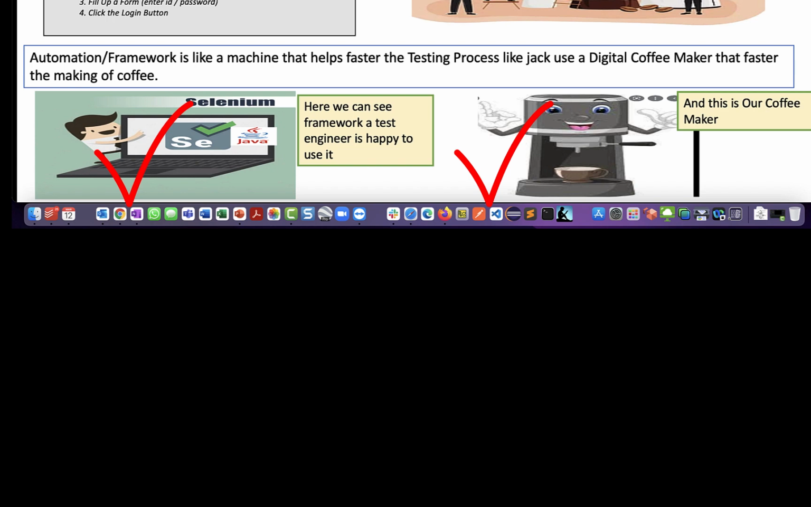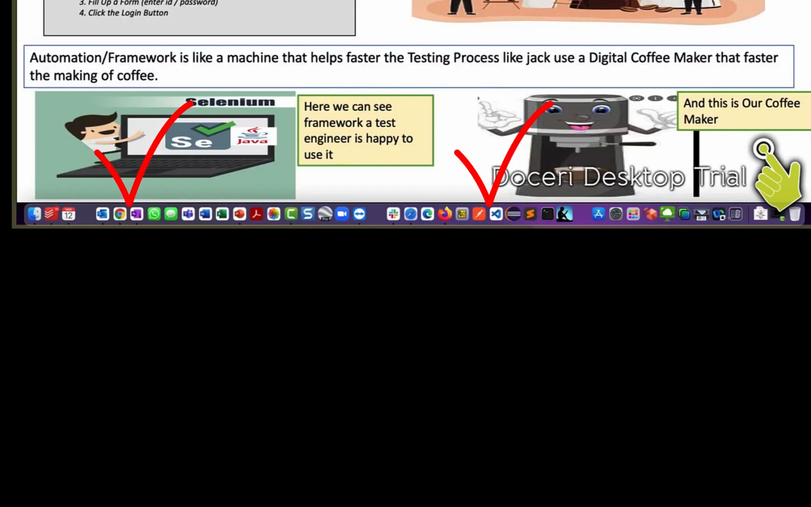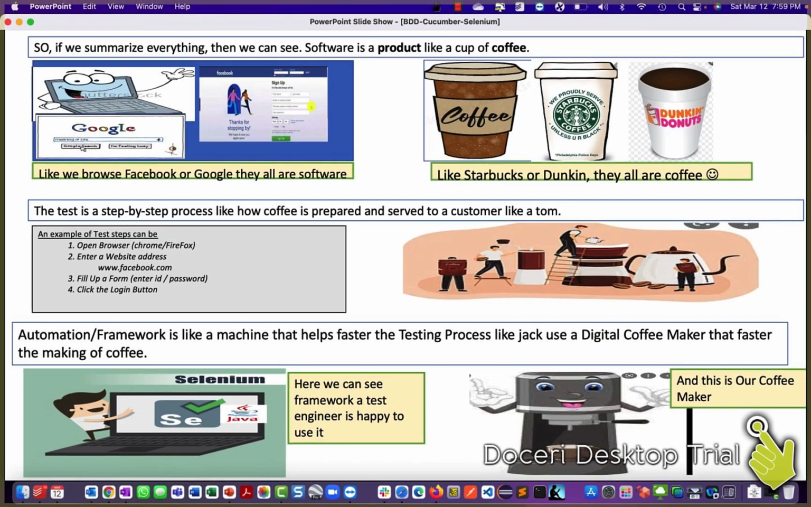No, actually, it's pretty much clear. So you have a software here and you have a coffee here, right? They are both pretty much similar. And you have a process of making coffee here and you have a process of testing here. That is also similar. I mean, the feel is similar, different approach, right?